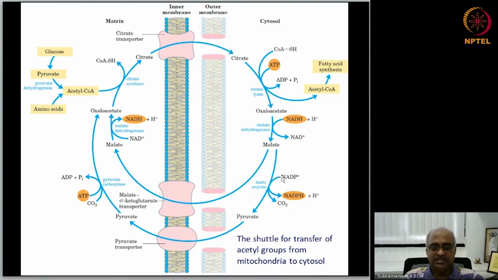So that reduces NADP to NADPH, and carbon dioxide is released there. And so either as malate or pyruvate, it returns to the mitochondria. So this is how acetyl-CoA is shuttled out from mitochondria to cytoplasm and made available for fatty acid synthesis. The simple thing you need to remember is acetyl-CoA comes out from mitochondria in the form of citrate.